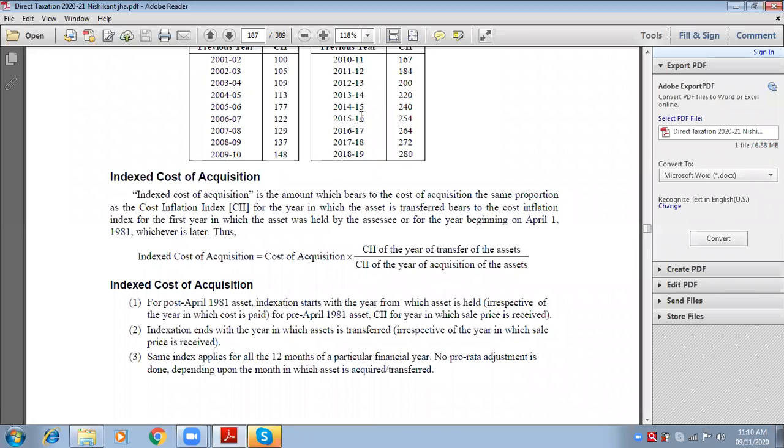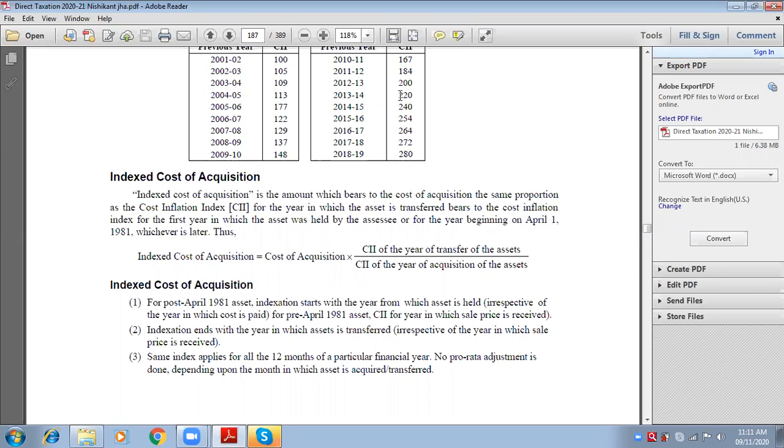Suppose you purchased your house property in the year 1314 and you are selling it in the year 1819. Common sense, it is a long-term property, no? More than 3 years, house property. Purchase means acquisition, so you need to see the year of acquisition, which is 1314. You don't write the year 1314, you write the CII of that year. So what is the CII of that year?